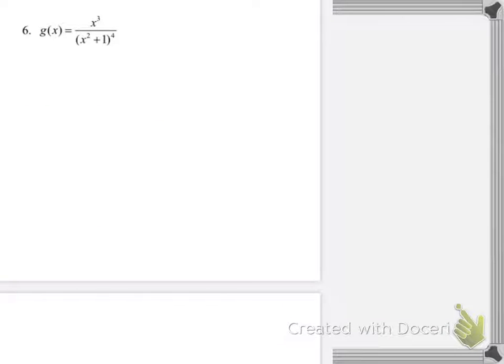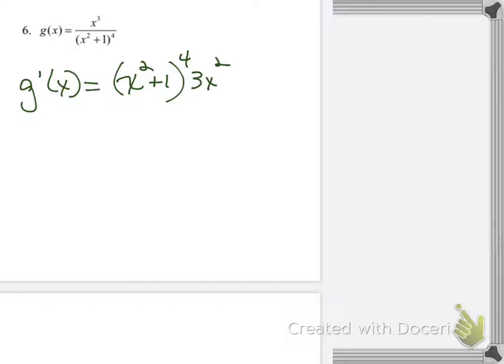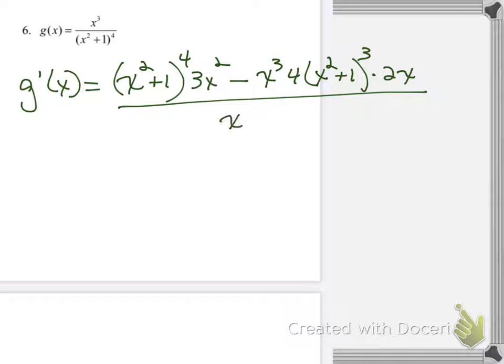Okay, here's number 6, another quotient. So g prime of x equals low d high minus, so memorize these formulas correctly, high d low times the chain rule inside all over the denominator squared. So it went from 4 to 8.